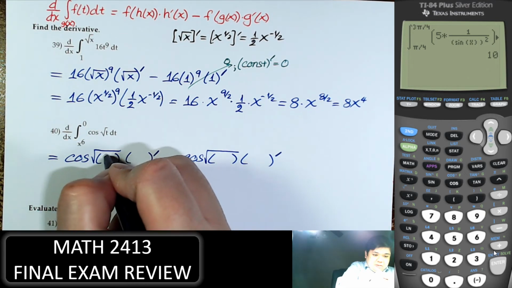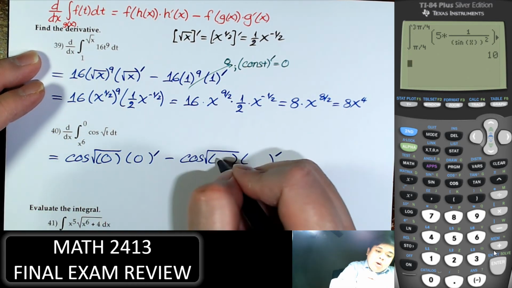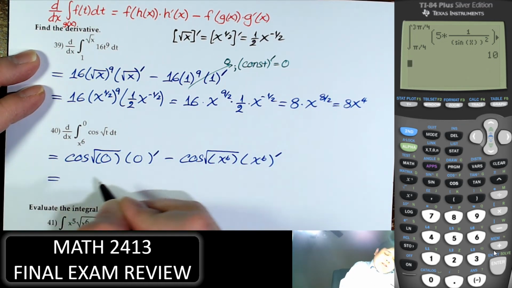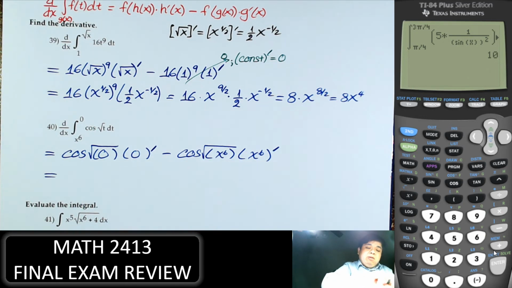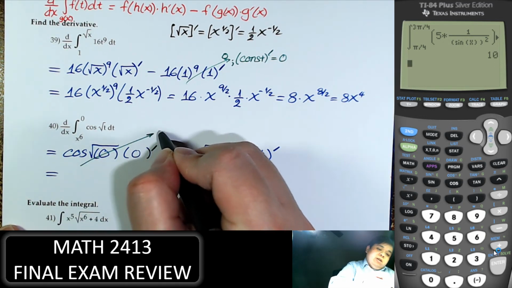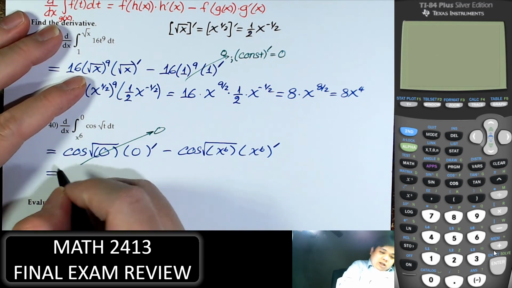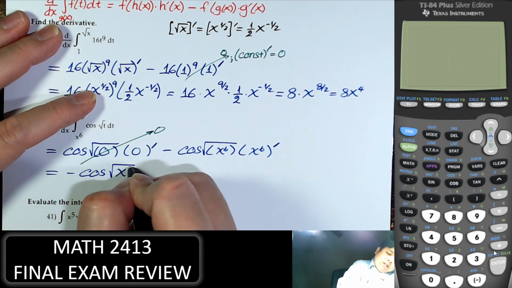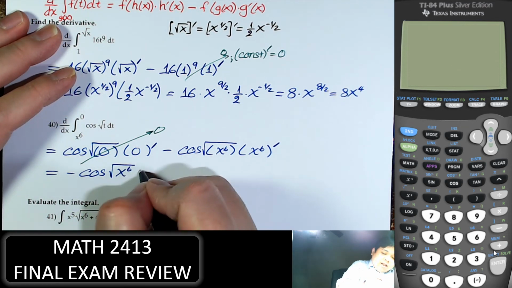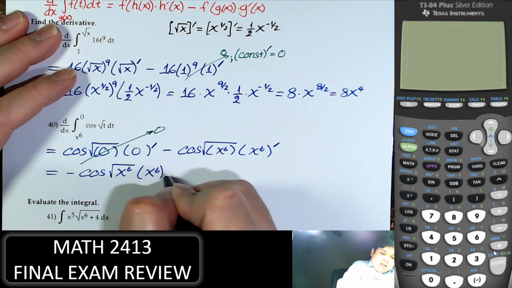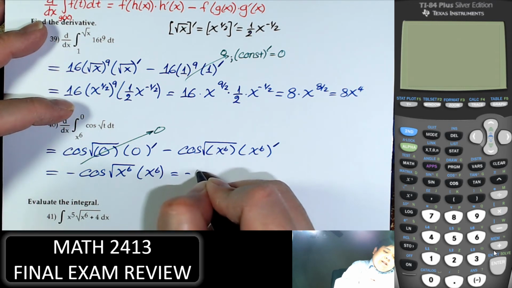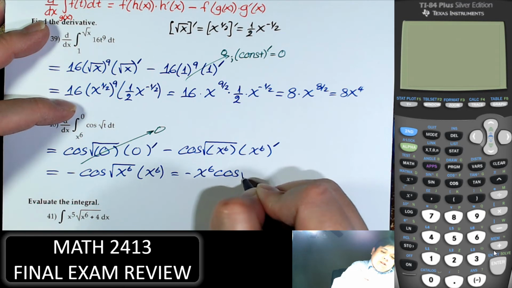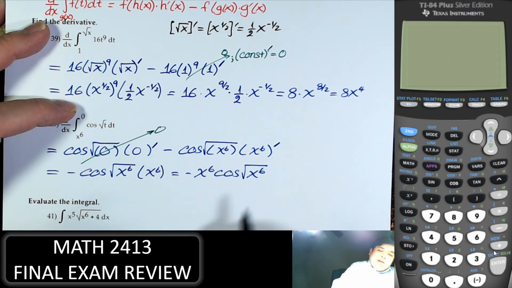Right. Upper limit is 0. Lower limit is x to the 6. Once again, derivative of constant is 0. So this is equal to negative cosine square root of x to the 6 and times x to the 6. So we have negative x to the 6 cosine of x to the 6.